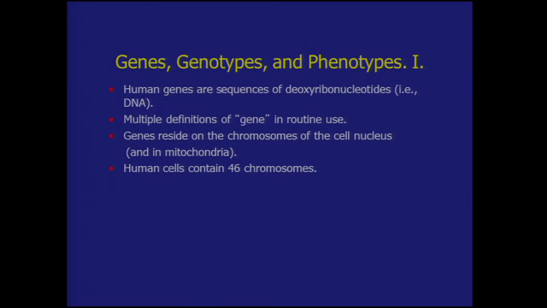Genes reside on chromosomes in the cell nucleus, and it turns out the mitochondria also have their own genes. So all of our genes aren't in the nucleus. Some of them are in our mitochondria, which interestingly you inherit only from your mother.